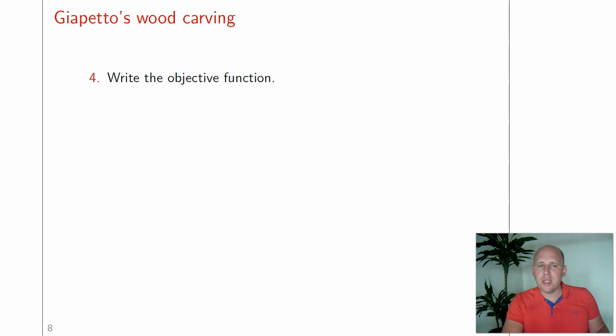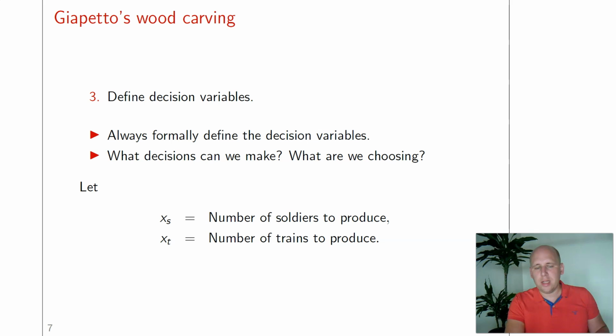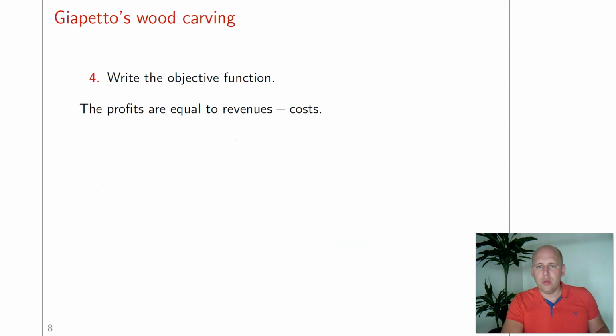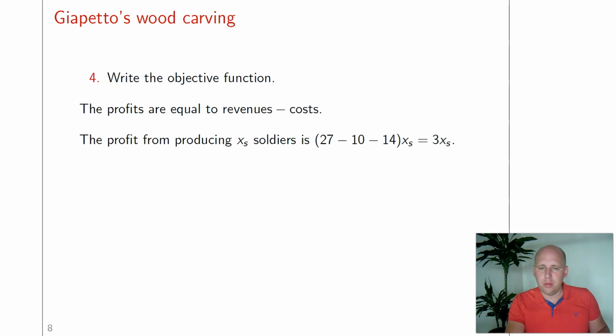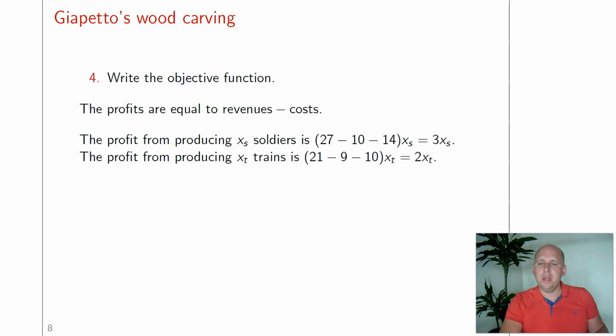Then the objective function. So we are going to maximize profit, and then the question is how does the profit depend on the values of the decision variables XS and XT. For each soldier that we produce we have a certain profit. For each soldier that profit is 3 because the revenue is 27. Total cost for each soldier is 24. So 3 is the profit per soldier. We multiply that by the number of soldiers, so then we have the profits that we get from producing the soldiers. The same idea for the trains, it's 2 times XT.